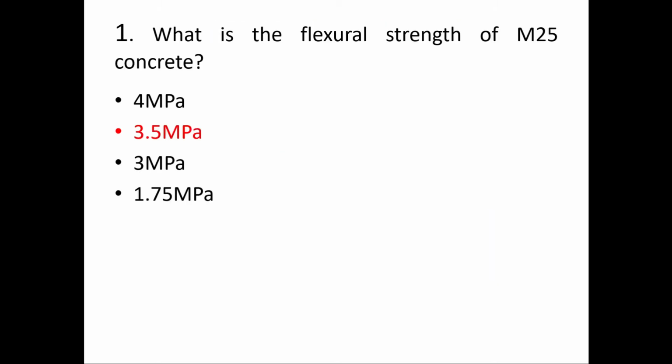What is the flexural strength of M25 concrete? As we know, the flexural strength of M25 concrete, or any grade of concrete, can be determined by the empirical formula 0.7 times the square root of fck. Here fck is 25, so 0.7 into the square root of 25 is 3.5 MPa. So option B is correct, 3.5 MPa.